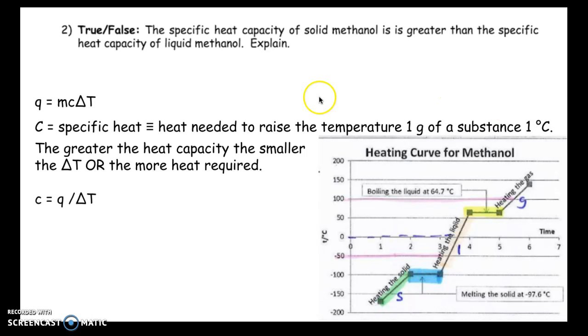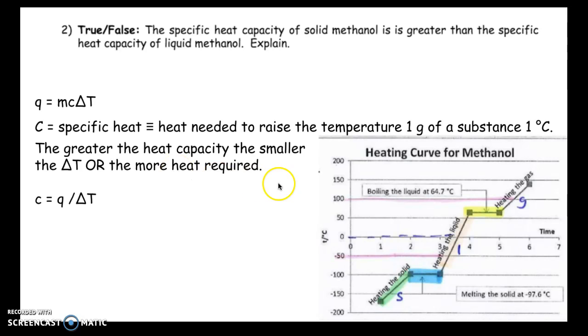One way of seeing that is by essentially rearranging the q = mcΔT equation and solving it for c. And we're going to take out the mass just to make it easier as well. And if you do that, you divide both sides by delta T, and you get that c is equal to heat divided by delta T. And that is going to help us to quantify what we just said here: the greater the heat capacity, the smaller the delta T, or the more heat required.